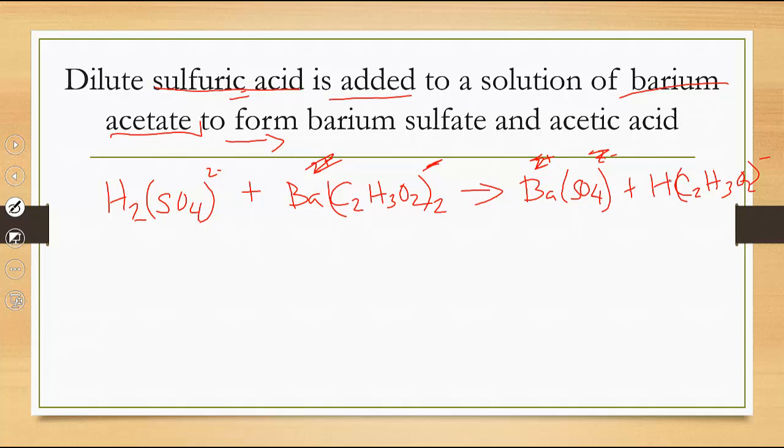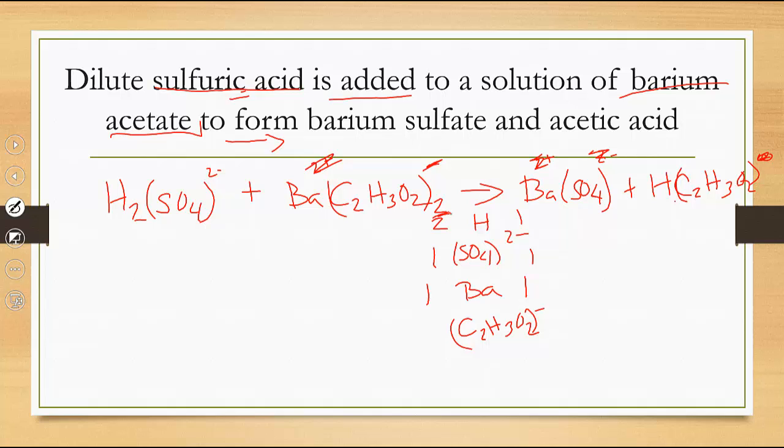Once again, I have the polyatomic ions there. I see them on both the left and the right hand side, so I'm going to keep those as wholes because it just makes the balancing process easier. We have hydrogen, we have sulfate, we have barium, and we have acetate. Alright, so hydrogens, I have 2 on the left and 1 on the right. Sulfates, I have 1 on the left and 1 on the right. Bariums, I have 1 on the left and 1 on the right. And acetate, I have 2 here, and I have 1 on the right.